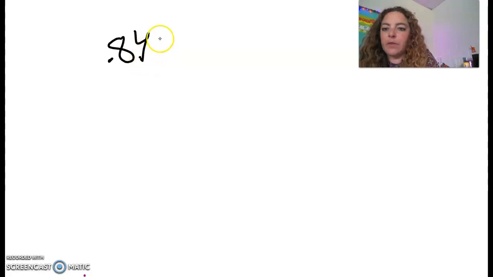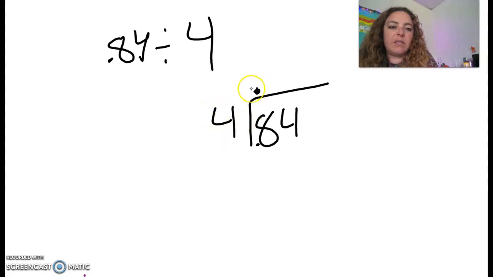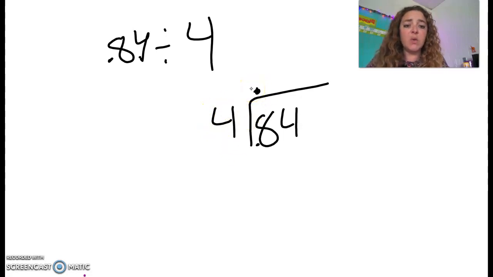84 hundredths divided by 4. Okay, so 84 hundredths is going to go here. My decimal's right there. My 4 is here. I'm going to bring my decimal straight up. So one of the most important things to do is always bring that decimal straight up from where it is when dividing. Always, always, always.